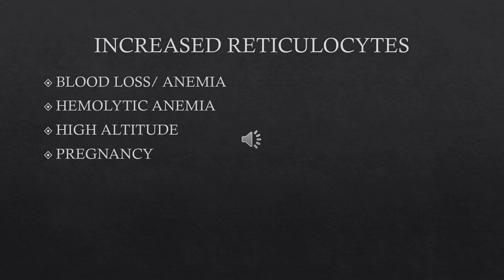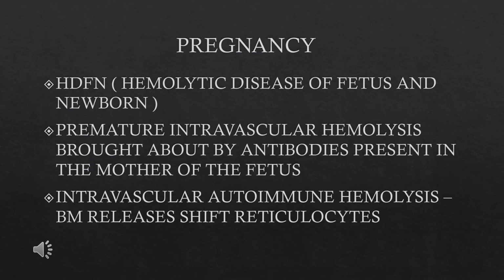For the next one, we have the factors that increase your reticulocytes. You have blood loss or anemia, hemolytic anemia, high altitude, and pregnancy. For pregnancy, we have hemolytic disease of the fetus and newborn. There is premature intravascular hemolysis brought about by antibodies present in the mother of the fetus. They fight each other, that's why a hemolytic process happens. Intravascular autoimmune hemolysis would cause the bone marrow to release shift reticulocytes.